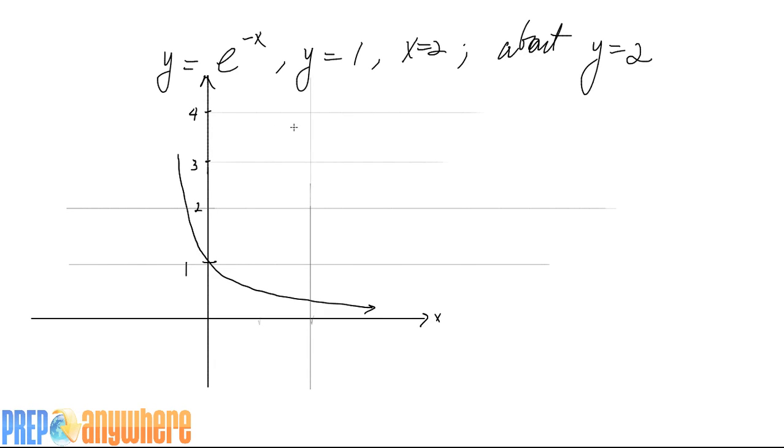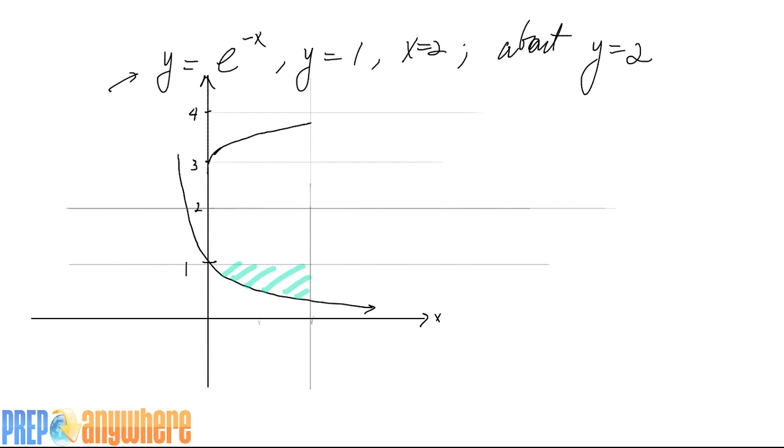Okay, so for this question, we want to first find the area bounded by y equals 1, which is a horizontal line here, and x equals 2, which is a vertical line. So we're talking about this area right here, rotated about y equals 2, which is this line here. So it's going to give us a volume that looks like this.